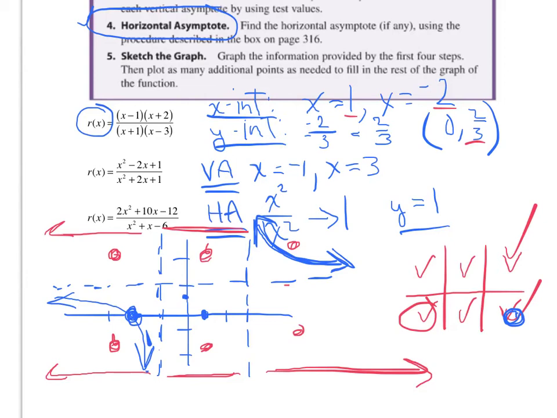What about the central region? Well, since this is the only x-intercept and that's the only y-intercept, and the graph has asymptotic behavior on these vertical lines, I know that it has to do something like this. It has to be wiggling through that central part. So that's what the graph looks like, and you can verify that on the graphing calculator.